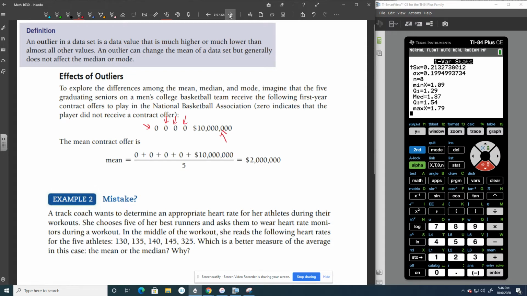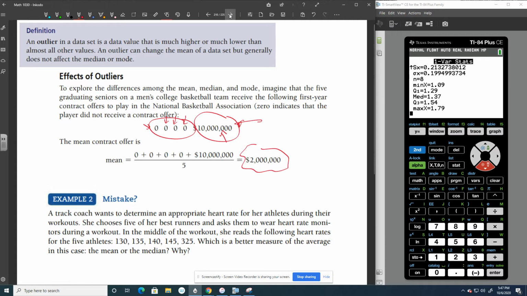So if I were to add these up and find the average, the mean, the argument is that the basketball graduates have an average, or a mean, of $2 million contracts, but really there's only one person with a $10 million contract. Most of them didn't get a contract at all. So these outliers can really skew our perception. This makes it look like a bunch of guys are making a small amount of money, but it's not. There's only one guy making a whole bunch of money, and then 4 people that aren't getting any contracts at all.